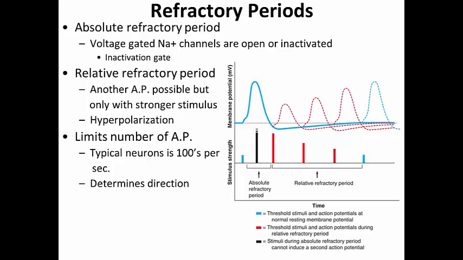This also determines the direction of an action potential, as I think is probably already clear, or at least will become clear on the next slide. The action potential cannot move backwards because of the absolute and then perhaps the early part of the relative refractory period, because those sodium channels are inactivated for a brief period of time, and by the time they're active again, the action potential is gone on down the axon.